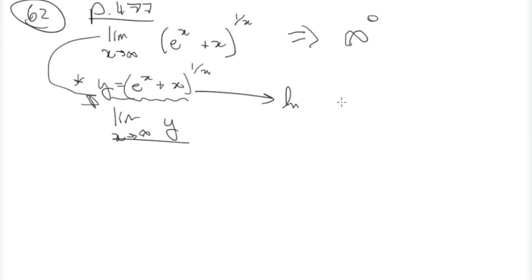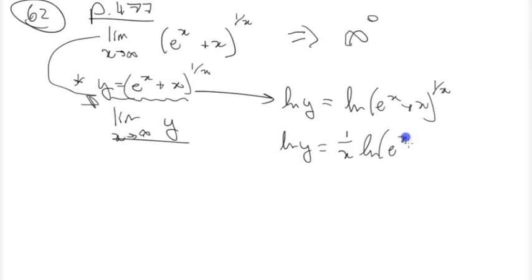We've seen this before when we do differentiation and integration techniques, integration especially. So the natural log of y is going to equal the natural log of e to the x plus x, to the 1 over x. And since that exponent is in the argument, we can bring that out as a coefficient. So we've got 1 over x times ln of e to the x plus x. Great. And so that is a fraction. We've got an x in the denominator, and we've got this function in the numerator.